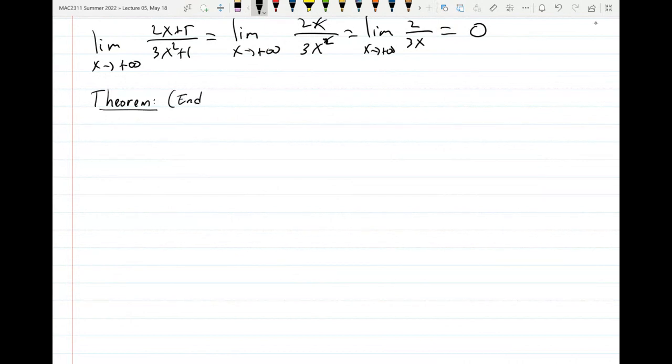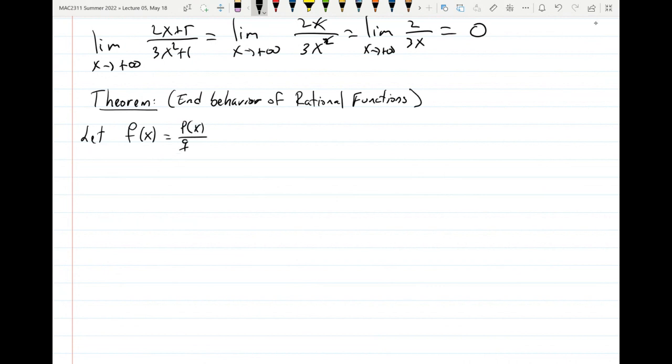This is basically the end behavior of rational functions. Remember, a rational function is a function that looks like a fraction, but the top and bottom are both polynomials, okay? So let f of x equals p over q be a rational function. So what that means is that both p and q are polynomials.